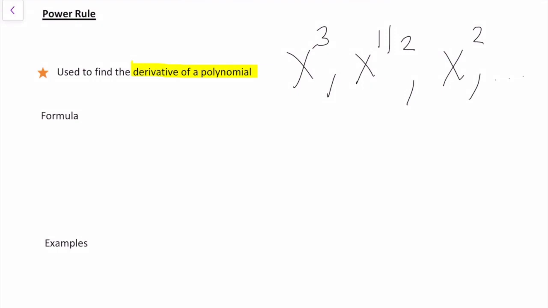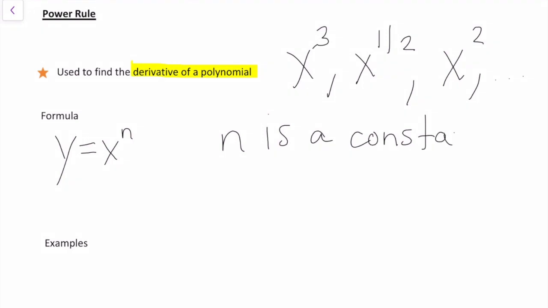So say you are given an equation, for example, x to the n, where n is a constant number. To find the derivative of this, you would bring down n to the front of the variable and subtract n by 1 for the new power. This works for any polynomial.